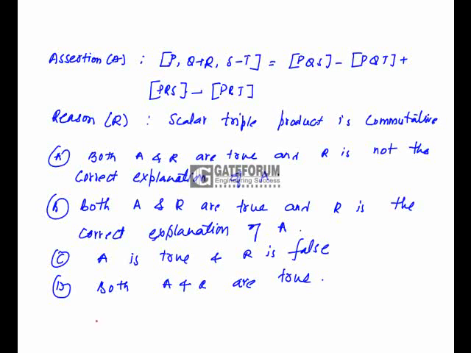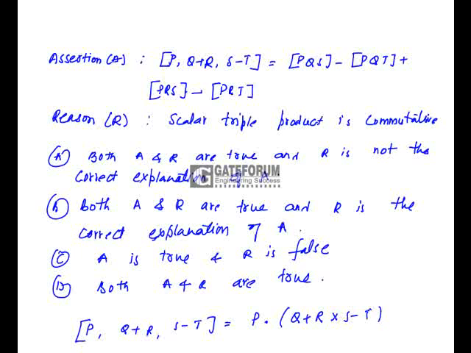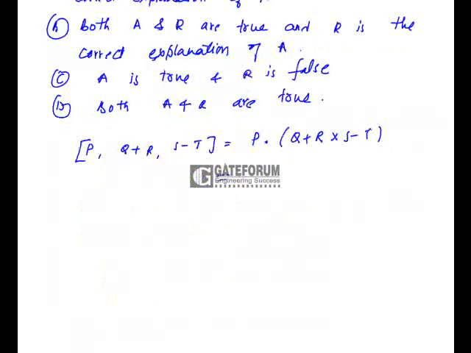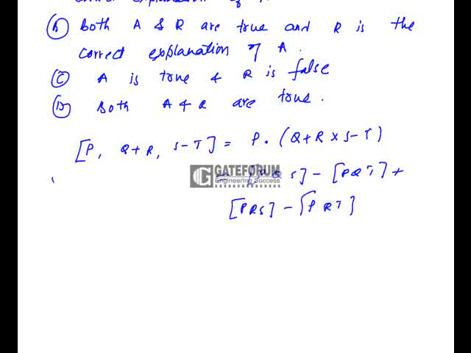They have given the assertion as box P comma Q plus R comma S minus T. We know that box ABC is nothing but A dot B cross C, that is P dot Q plus R cross S minus T. And if you simplify by using the vector definitions, you will get the answer as PQS minus PQT plus PRS minus PRT. That means the given assertion is true.